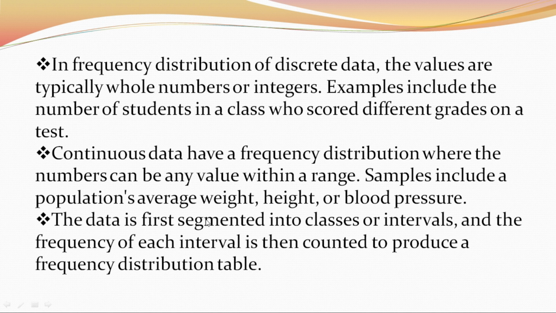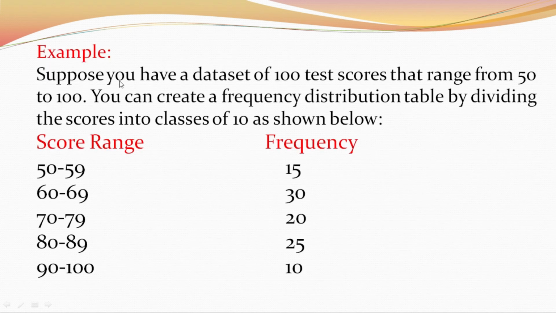The data is first segmented into classes or intervals, and the frequency of each interval is then counted to produce a frequency distribution table. For example, suppose you have a dataset of 100 test scores that range from 50 to 100. You can create a frequency distribution table by dividing the scores into classes of 10 as shown below.